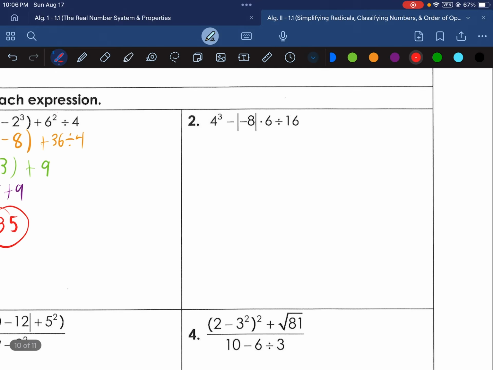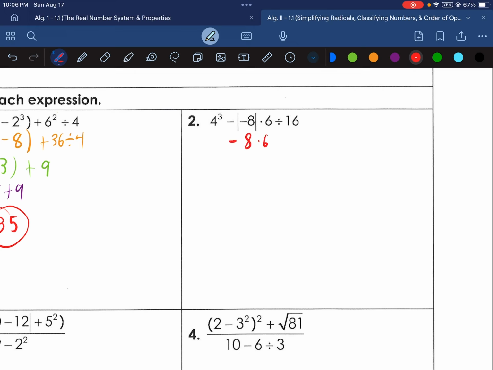Number 2, 4 cubed minus the absolute value of -8 times 6 divided by 16. So the very first thing would be this grouping symbol, the absolute value of -8. Absolute value is defined as the distance from 0. Otherwise, we can think of it as it makes everything positive. So it's either positive already, and so it stays that way, or it is negative to start and it becomes positive. So the absolute value of -8 is 8.